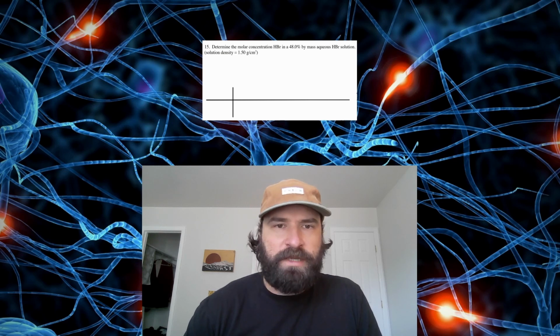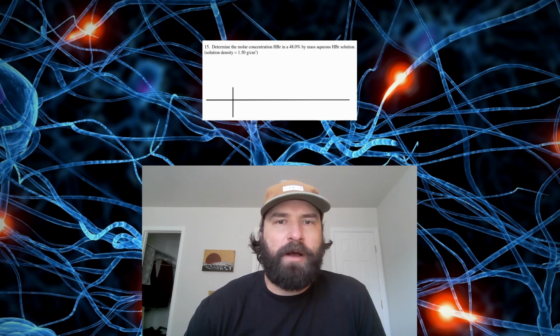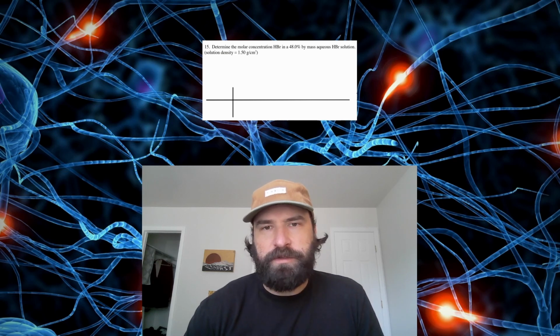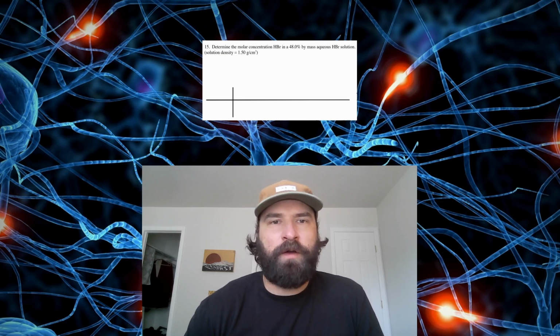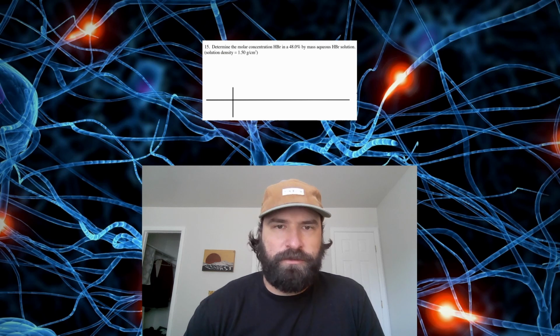All right, so we don't have any actual values for how much of this we have, and we're looking for concentration, which is a ratio. So we can just make up how much of the substance we have and apply those numbers to the situation. If we say we have 100 grams of this solution, it'll give us some context for the problem.